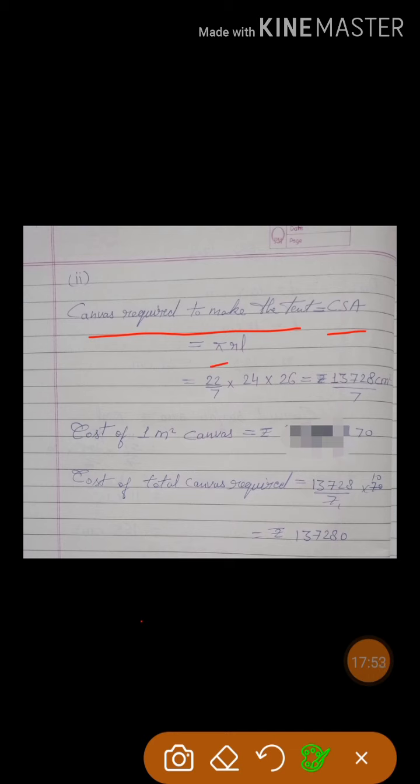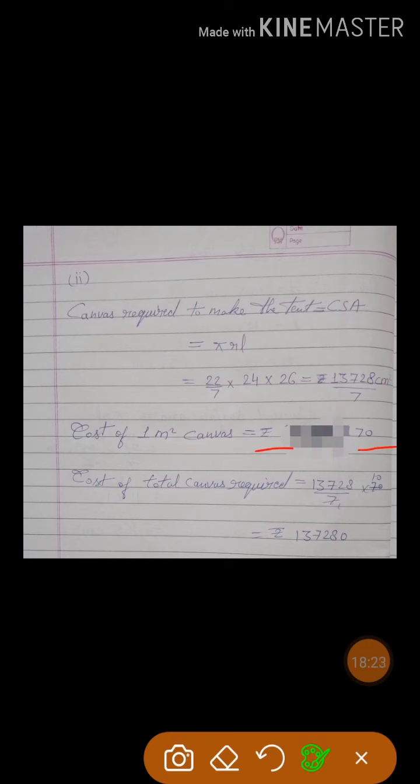So that is pi r L. Put the value of pi, r and L. We already found L in the first part, it was 26 meter. So find this: 13,728 upon 7 meter square it is. So now the cost of 1 meter square canvas is given, 70 rupees.